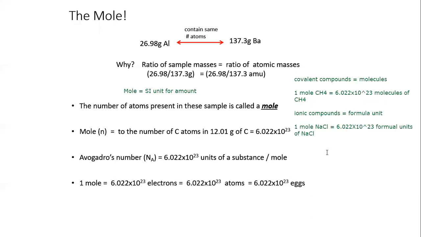And so these are what we mean by entities. And so the most common ones are atoms, molecules, formula units. So atoms, of course, are the entities of elements. So if you have 1 mole of silver, it has 6.022 times 10 to the 23rd atoms of silver.